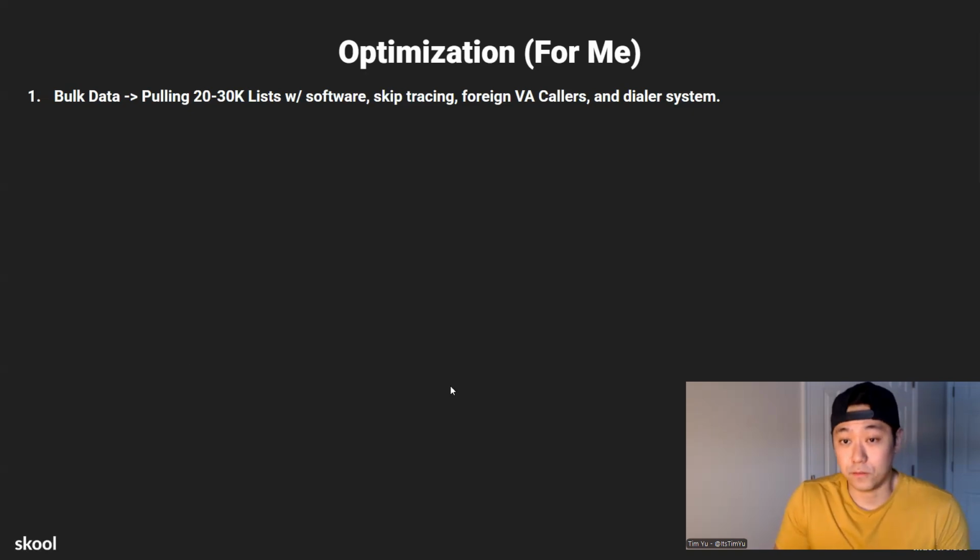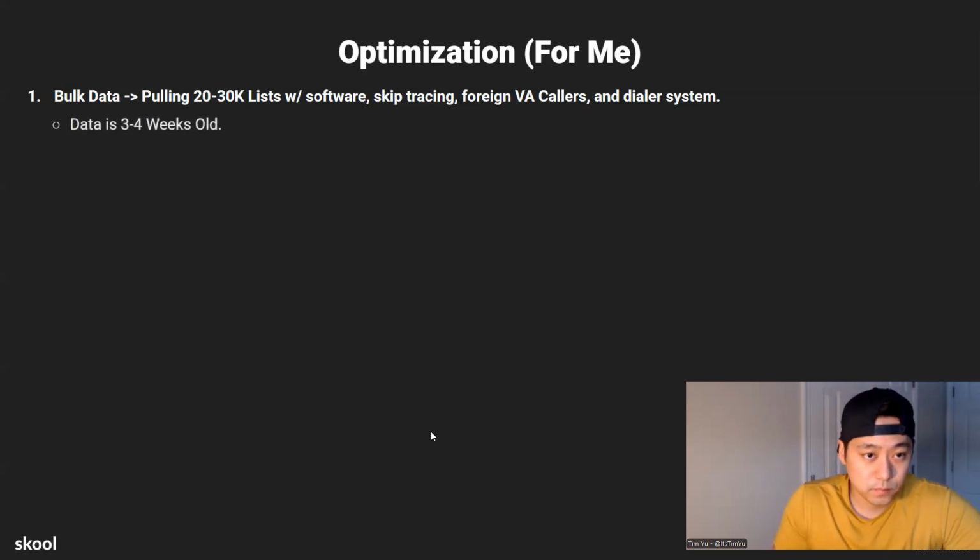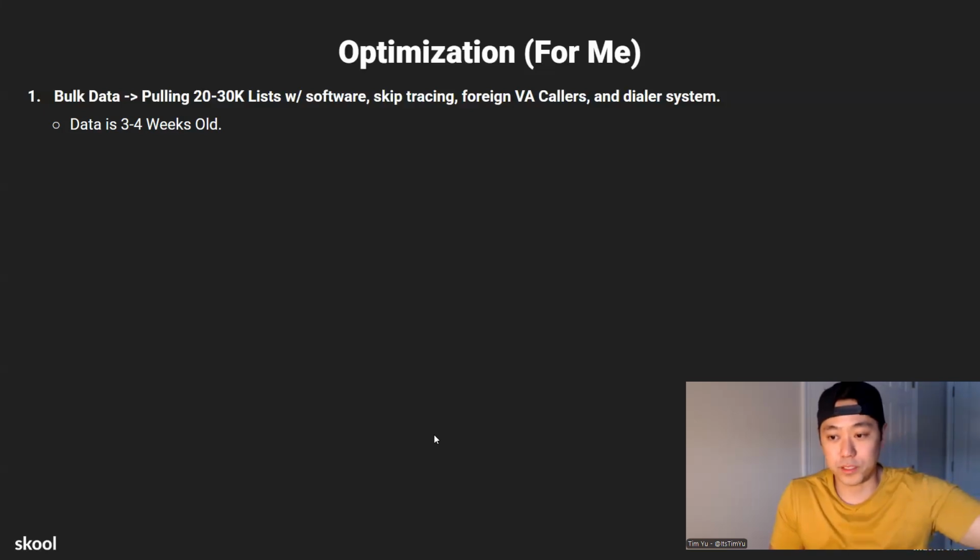And then you're going to pay for VAs, most likely, because you literally cannot get through 30,000 records by yourself. And then in order to be optimized, you need a dialer system. So here are the facts for bulk data. When you're pulling bulk data from these companies, the data is about 3 to 4 weeks old.